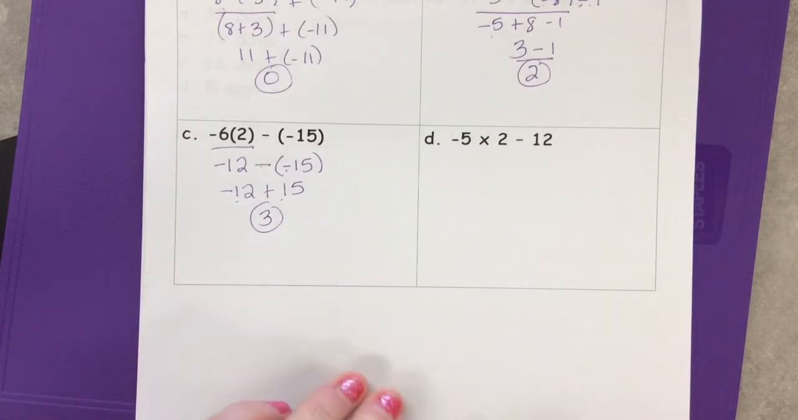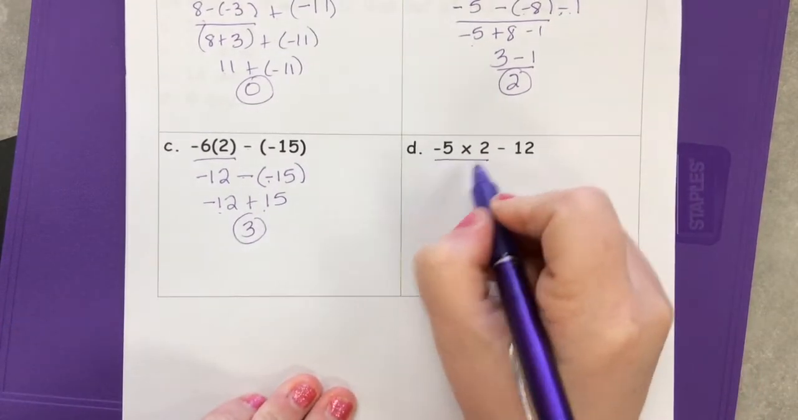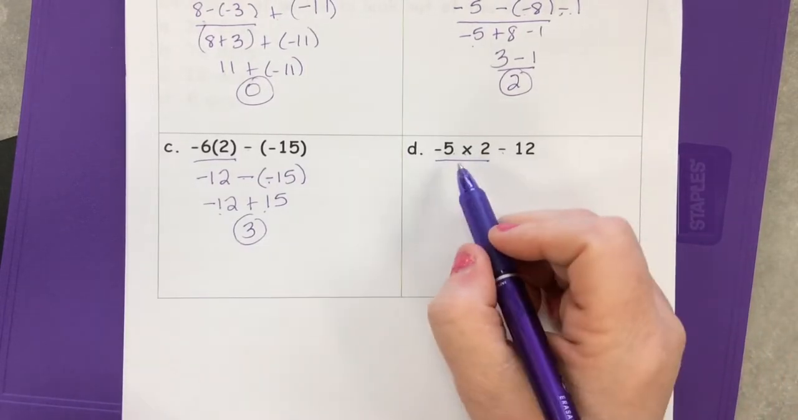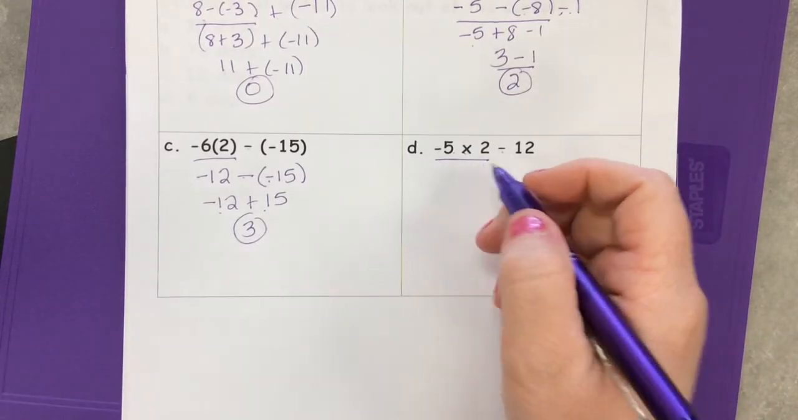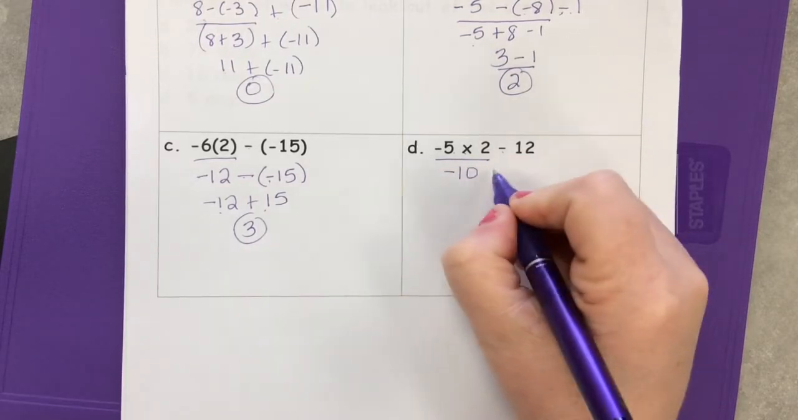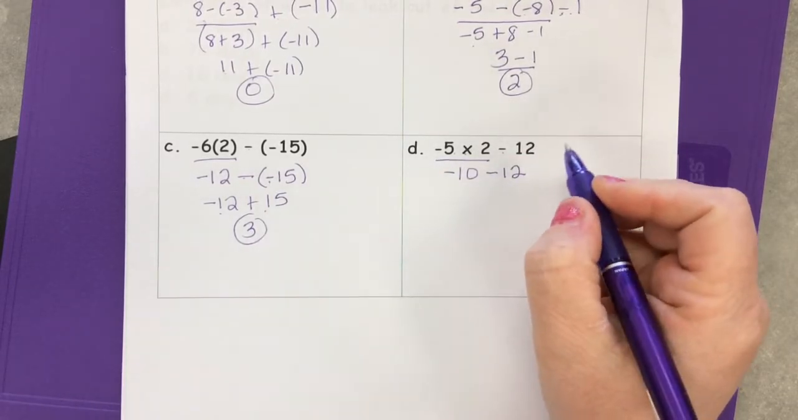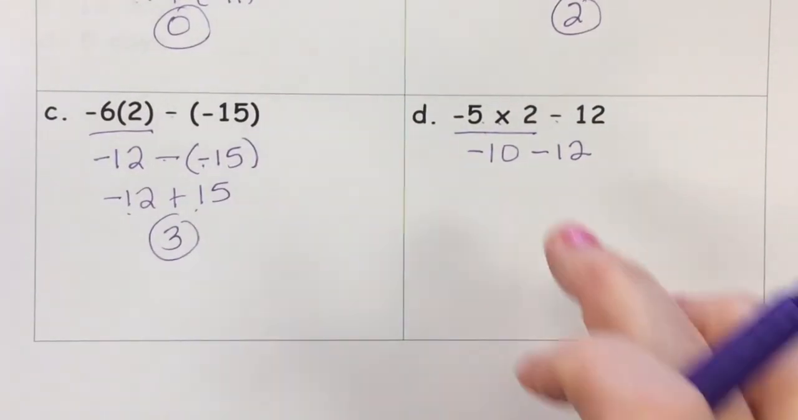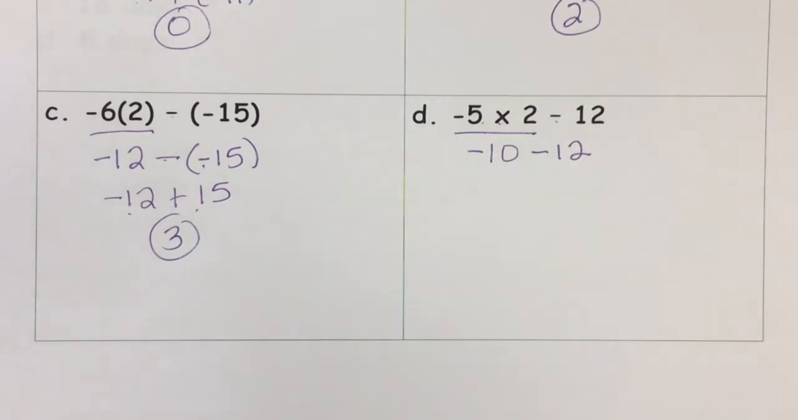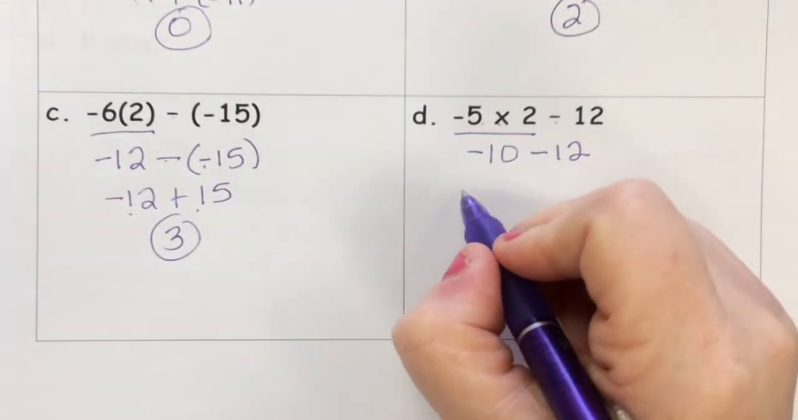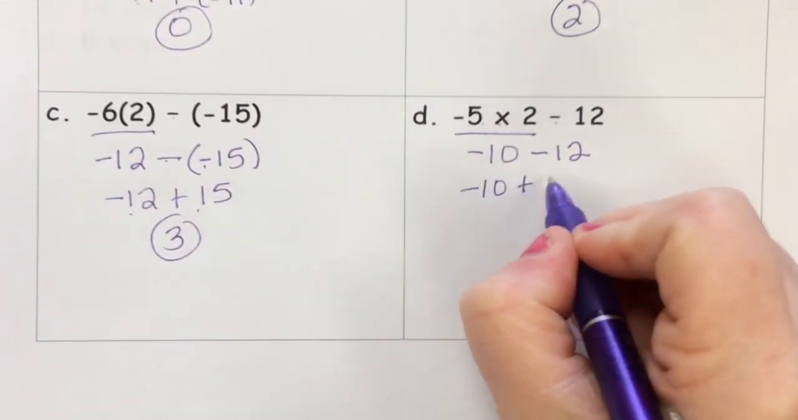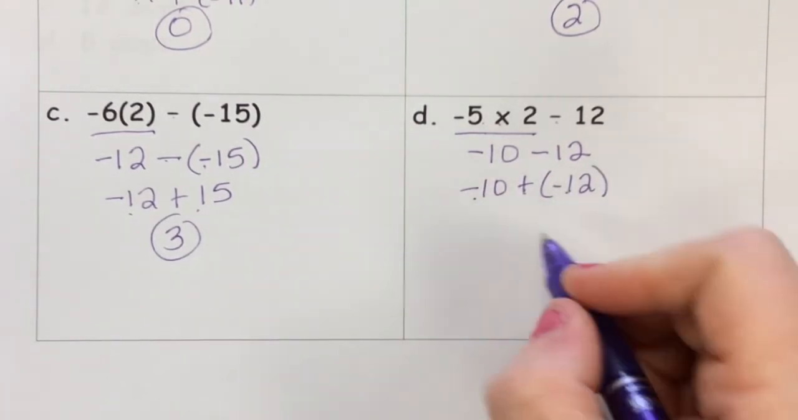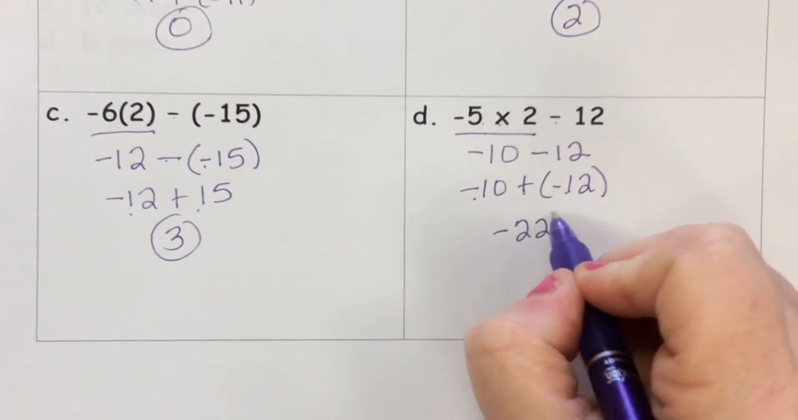Okay? Last one here. Negative 5 times, we have a multiplication and subtraction. So multiply first. Negative 5 times 2 is negative 10, minus 12. Well, we don't want to subtract, so we're going to use keep, change, change. We're going to add the opposite of the 12 here, okay? So we're going to make it negative 10 plus negative 12. 10 negatives plus 12 negatives gives me 22 negatives.